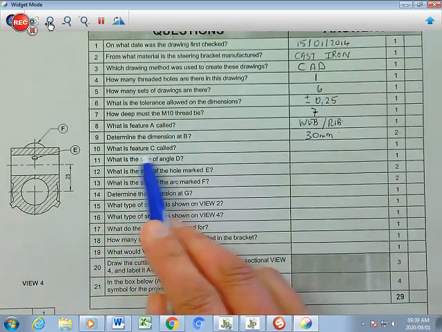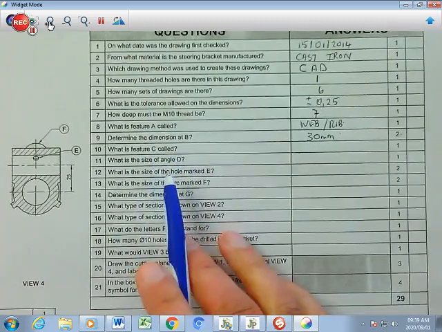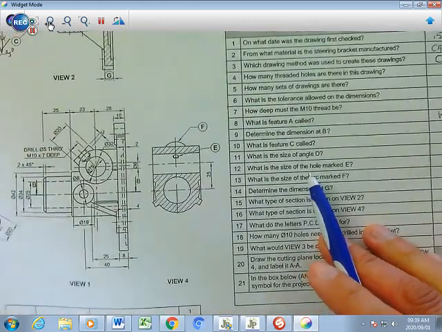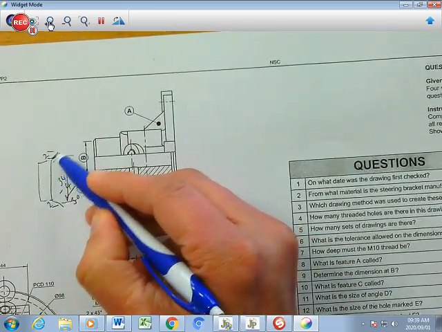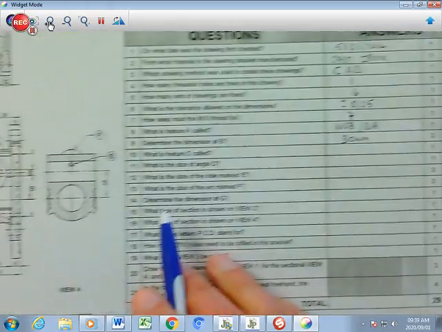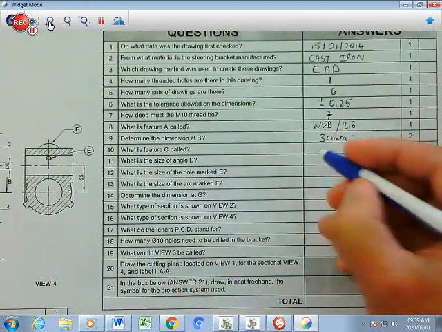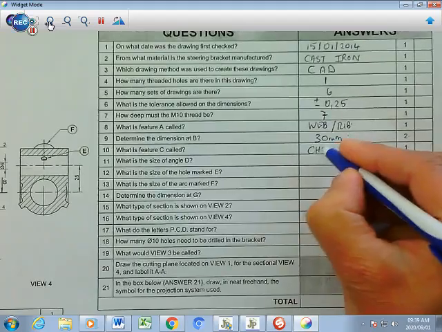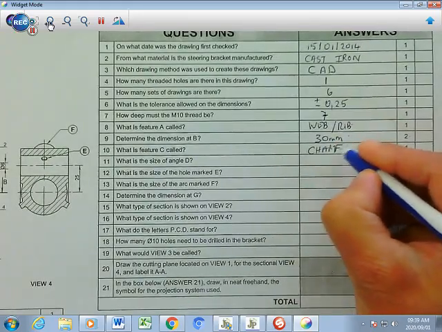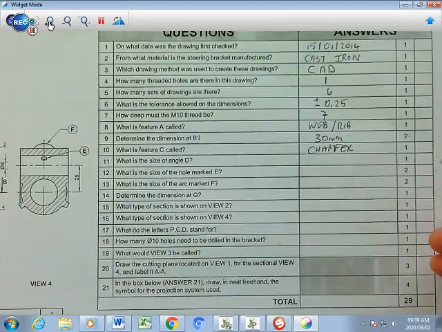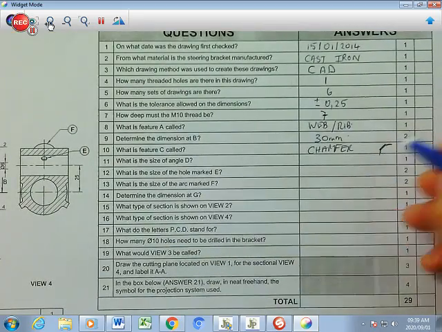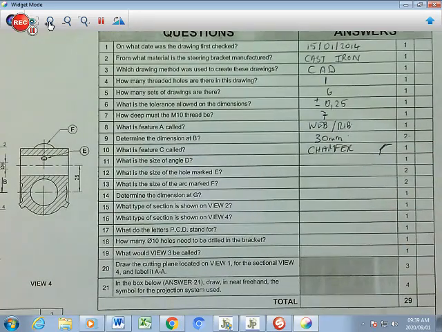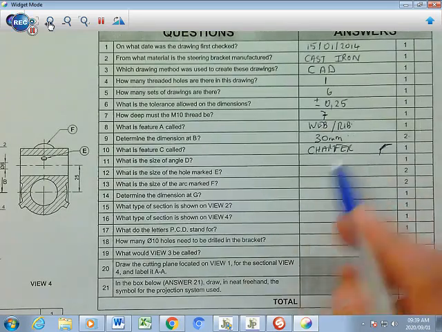Number 10, what is the feature C called? You go to C, back at the top there, it is referring to the slant there. If you don't know, it's a chamfer. A chamfer, if you haven't heard about it, C-H-A-M-F-E-R, it's a slanted section like that, which serves as sort of a decoration, a slanted, sharp section. A chamfer.